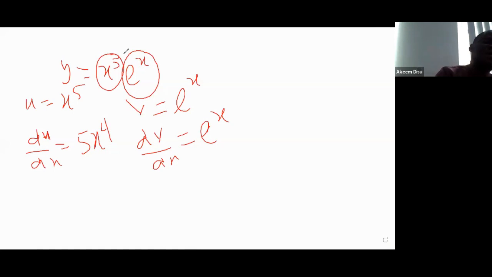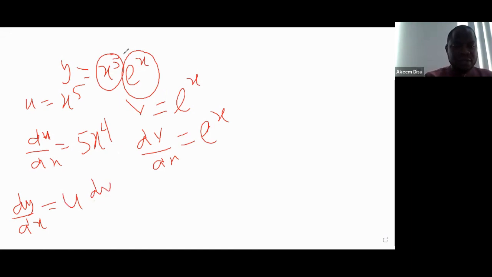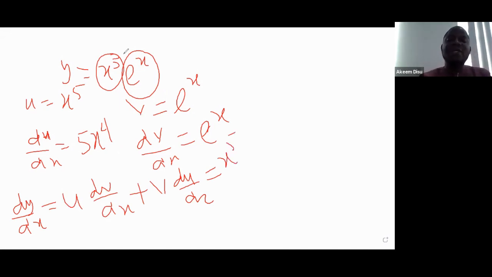Then, to now use the formula for dy/dx, we have u dv/dx plus v du/dx. Our u is x raised to the power 5. Our dv/dx is exponential x, and our v is exponential x, and our du/dx is 5x raised to the power 4.